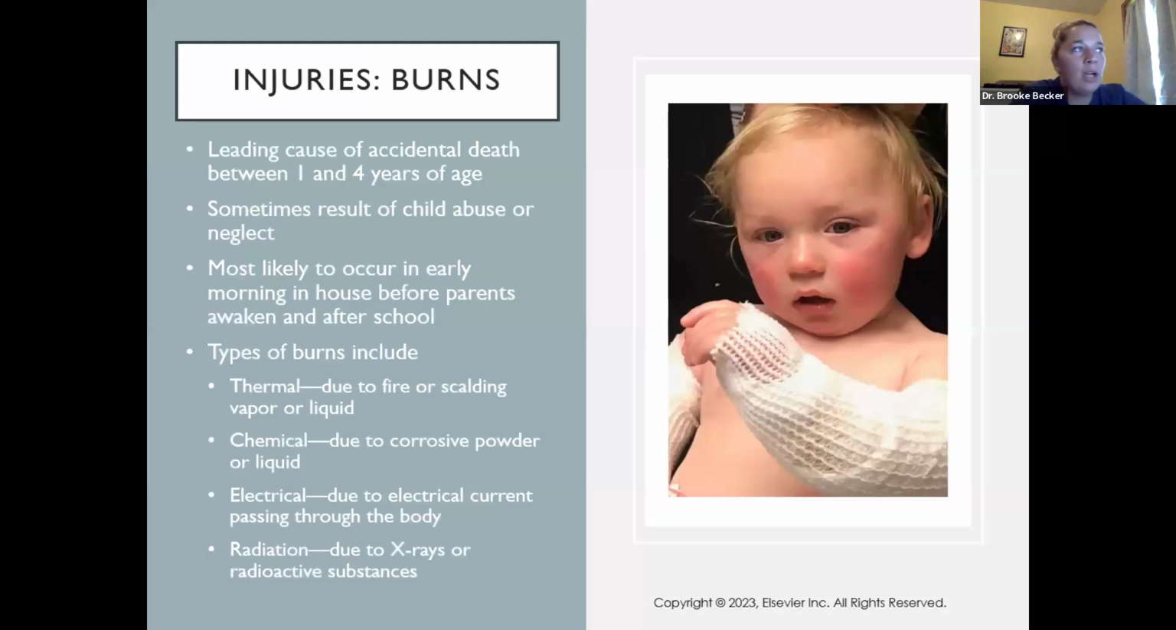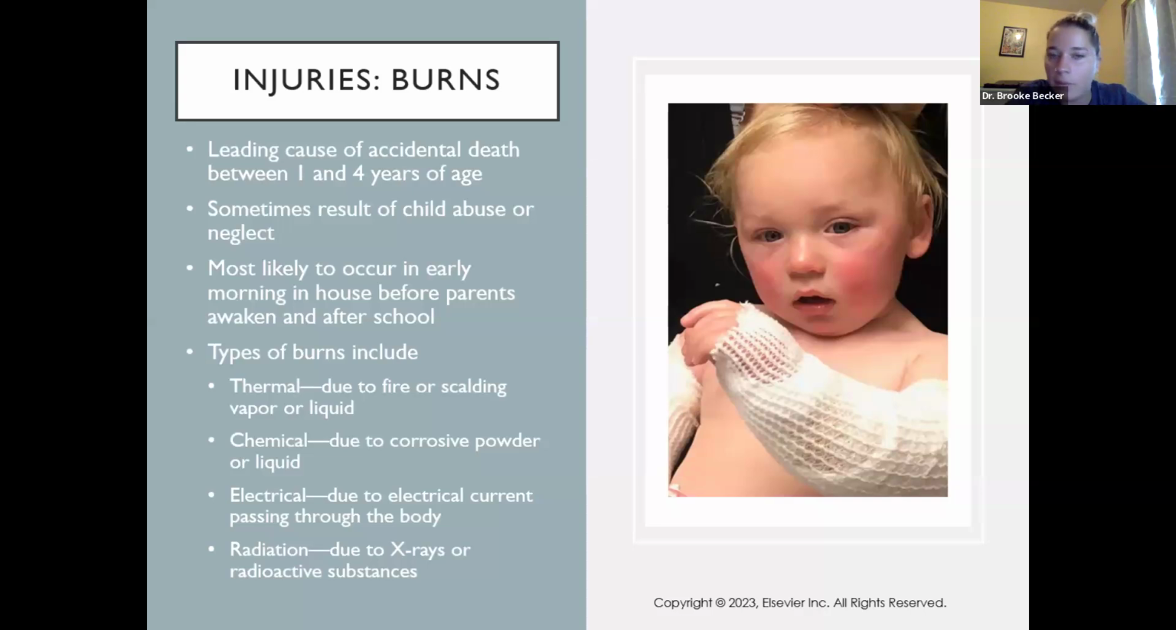objectives. All right, burn injuries. This is the number one cause of death between the ages of 1 and 4. Sometimes it's from child abuse. Sometimes it's from neglect. Kids not having supervision, and they have access then to something that can burn them. The oven, they're in the kitchen.